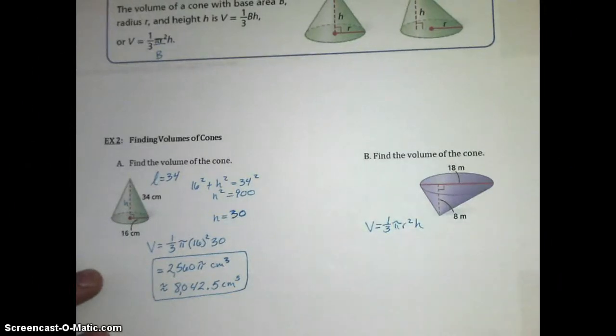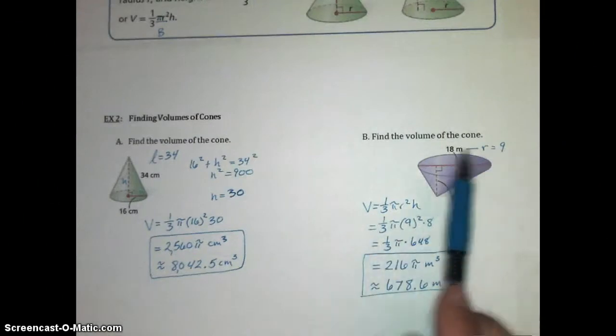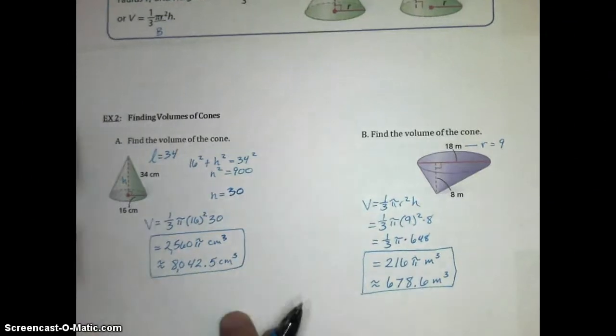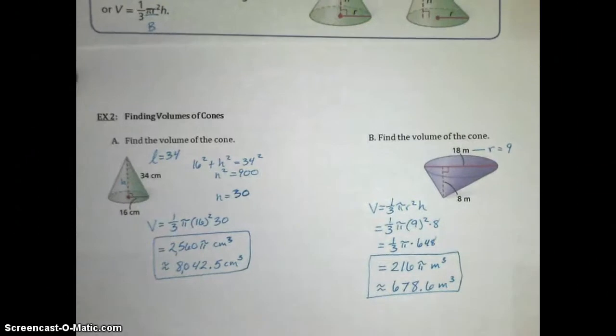All right, this is what we should get. When we plug in the radius of 9, because the diameter is 18, we get 216 pi cubic meters, which is approximately 678.6 cubic meters. All right, that sums up our examples that use just basic formulas.